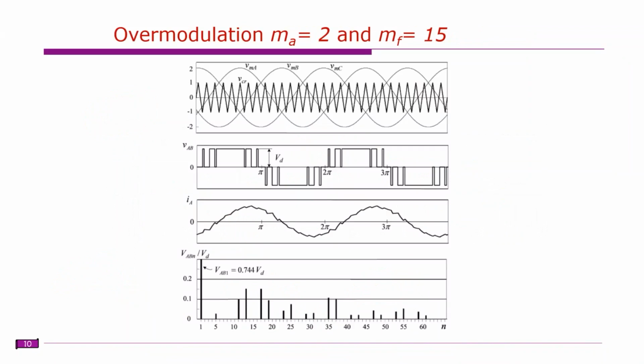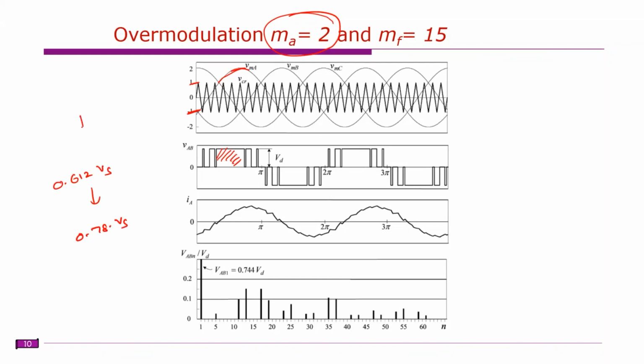Next we have overmodulation, which we already discussed. When MA is above 1, for example in this case, usually the carriers change from +1 to -1. Here you have some large pulses. The good thing with overmodulation is that the output voltage in sine PWM technique can be boosted to 0.78 times Vs.